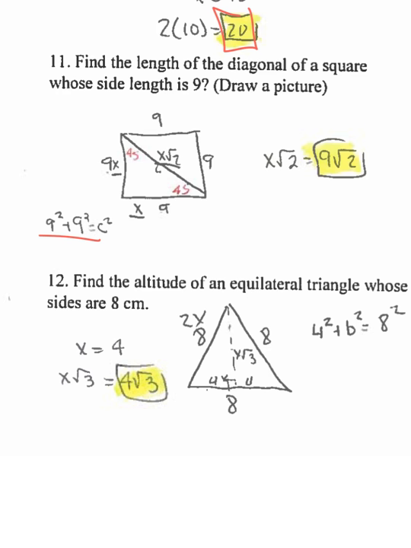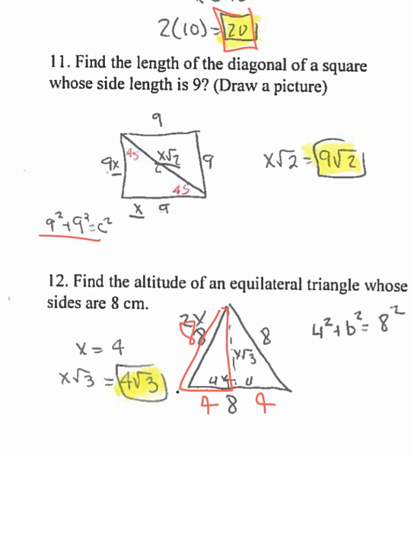Number 12, you have an equilateral triangle with all sides being 8. You're looking for the altitude, which is the height. When you drop a line down the middle, you create 2 30, 60, 90 right triangles inside the equilateral. And so with the bottom being 8, you cut that into 4 and 4. And then the hypotenuse is still 8.